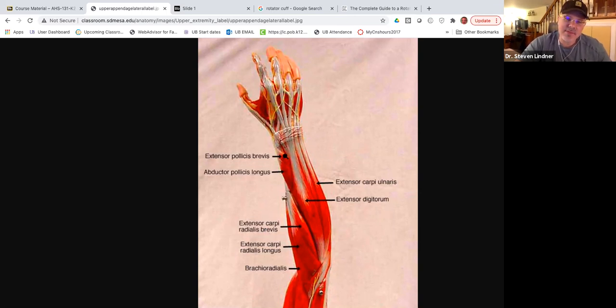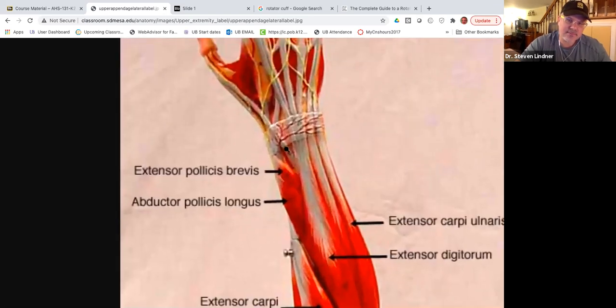Okay, then down near the thumb, just proximal to the thumb, there are two bellies right here. One is an extensor pollicis brevis. And if there's an extensor pollicis brevis, there has to be an extensor pollicis longus, and there is. It's this tendon right here. That's the longer tendon. So here's extensor pollicis brevis. This one's extensor pollicis longus. And proximal to the extensor pollicis brevis is the abductor pollicis longus. Now remember, pollicis means thumb.